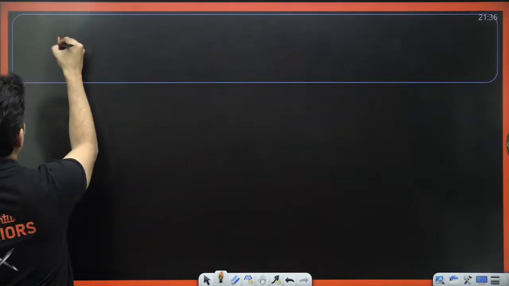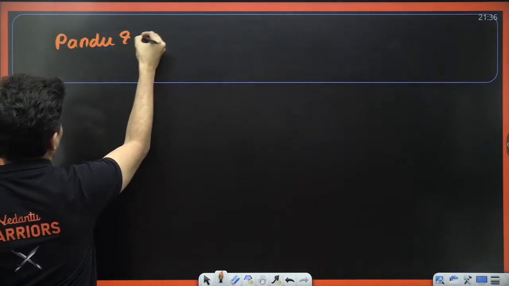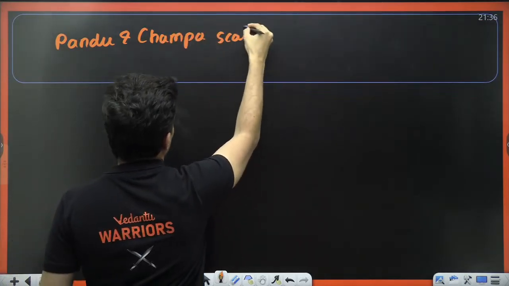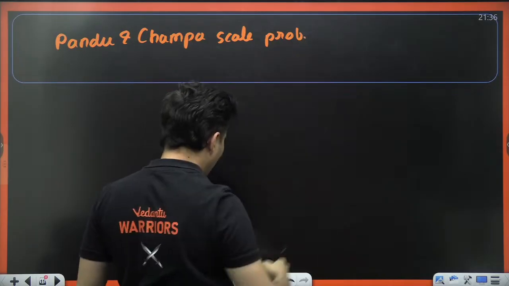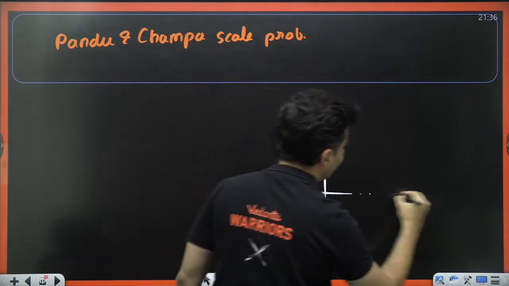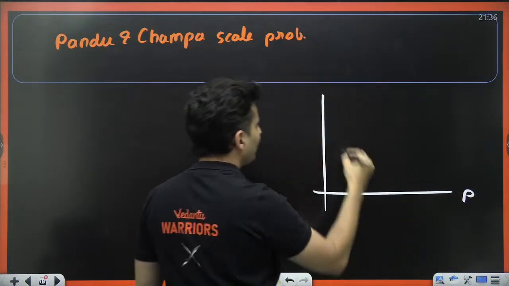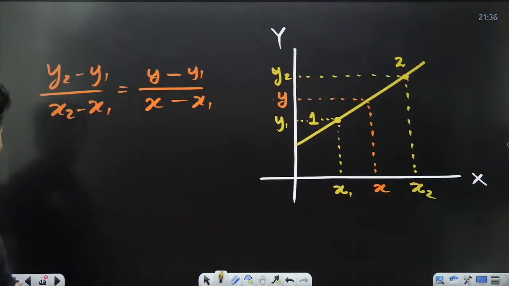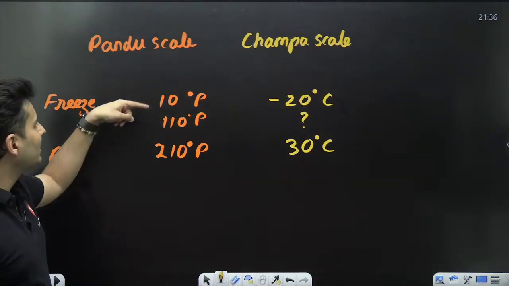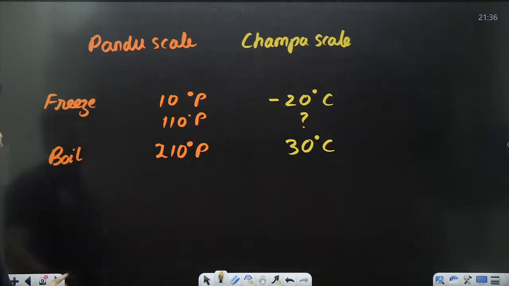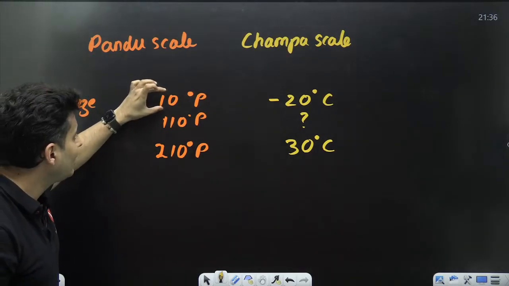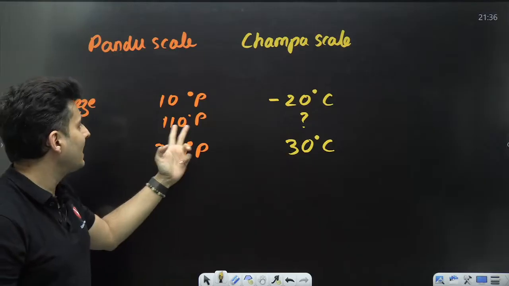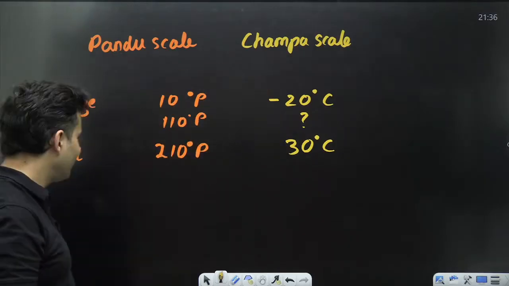So in our Pandu and Champa scale problem, can you similarly visualize this? If I put Pandu scale over here and Champa scale over here, think what will happen. Pandu says 10 and 210. This is basically your x1, this is basically your x2. This is basically your y1, this is basically your y2. This is x, this is y. That's how you should relate it.